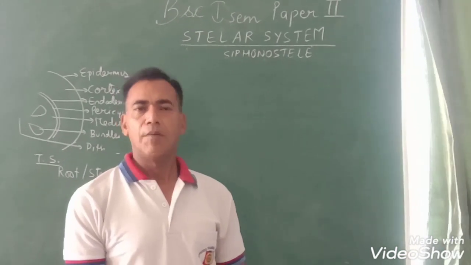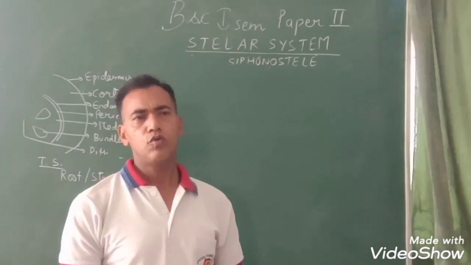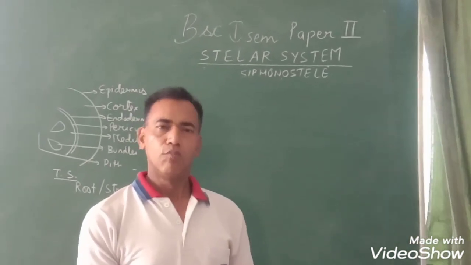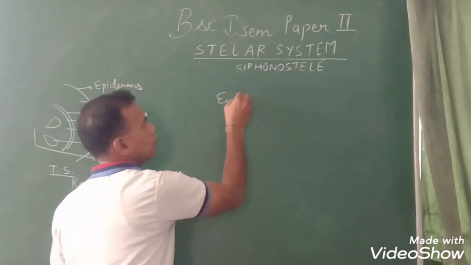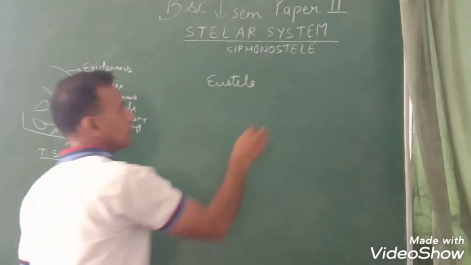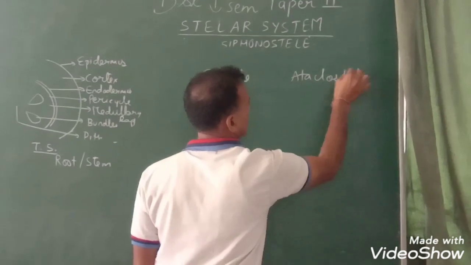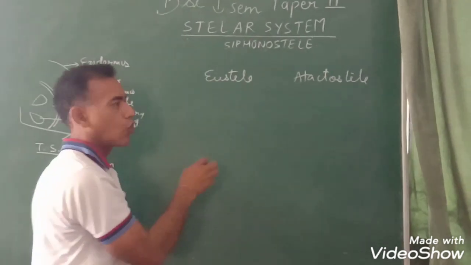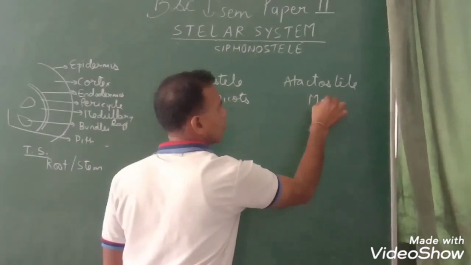Friends, among these many types of siphonostele, two more steles are found: eustele and atactostele. This condition is normally found in dicots and this in monocots.